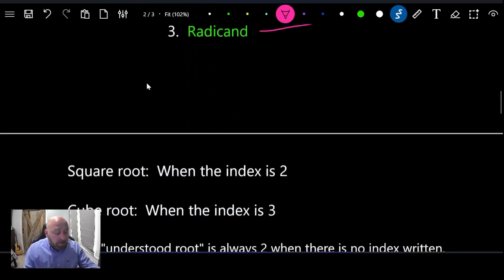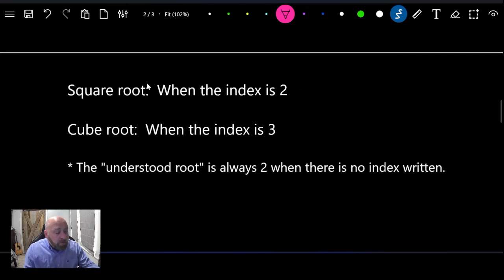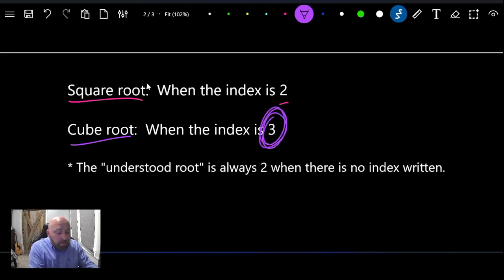Okay, let's continue to move on here. When you hear me say square root, what does that mean? Square root is when the index is a 2. Okay? Square root is when the index is a 2. A cube root is when the index is 3. Very important to understand those two things.